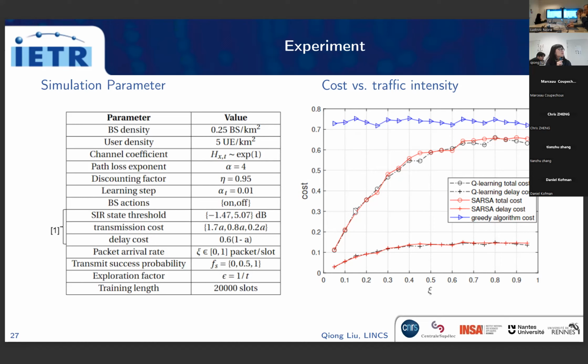In the right-side figure, we plot the long-term average cost according to the traffic arrival rate. It should be mentioned that each point in this figure is averaged over the point process, so this is the average performance. We can see that the baseline policy is not aware of the traffic intensity, while the reinforcement learning based policy can adjust its policy, so its cost depends on the traffic intensity. I mean, if the traffic is light, the reinforcement learning based policy will have a lower cost, and if the traffic is heavy, the cost will increase according to the traffic intensity.